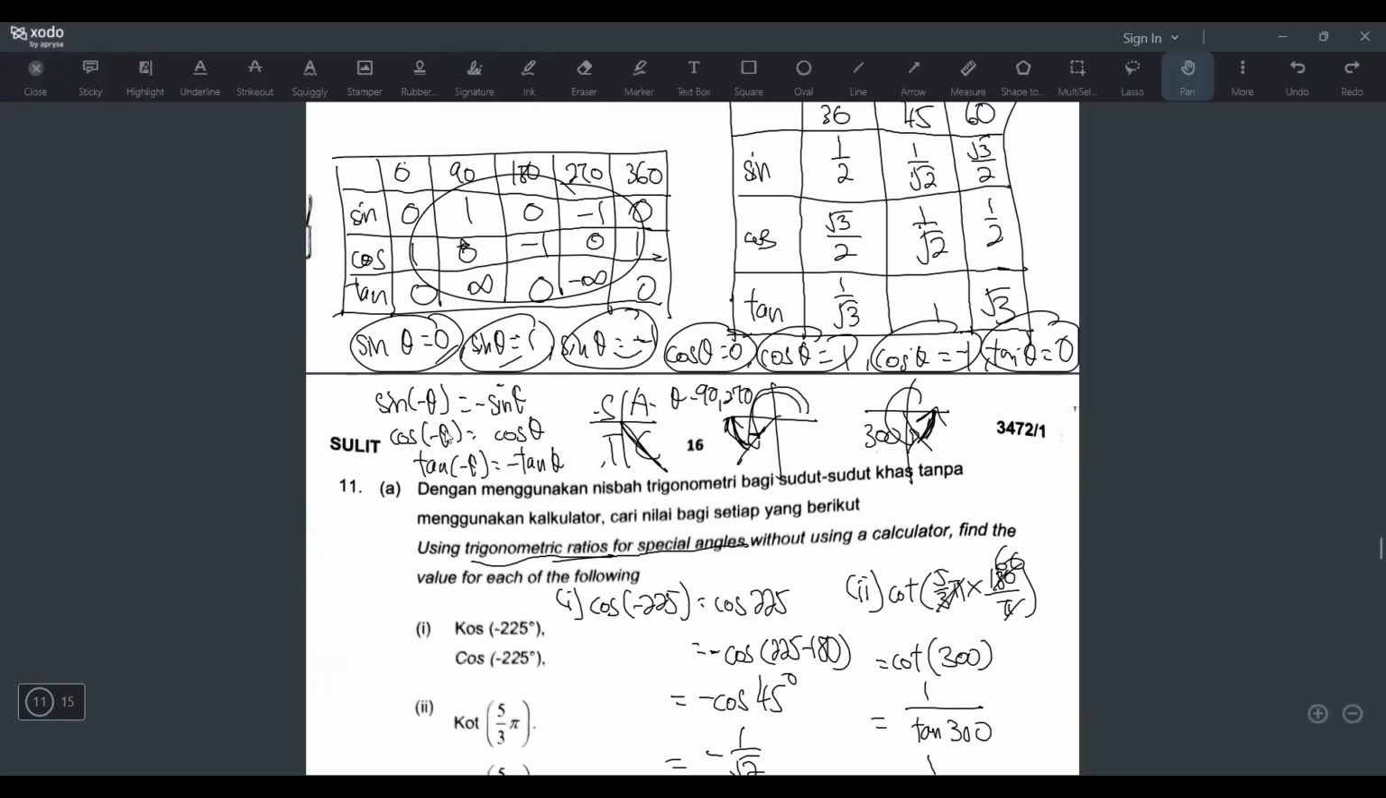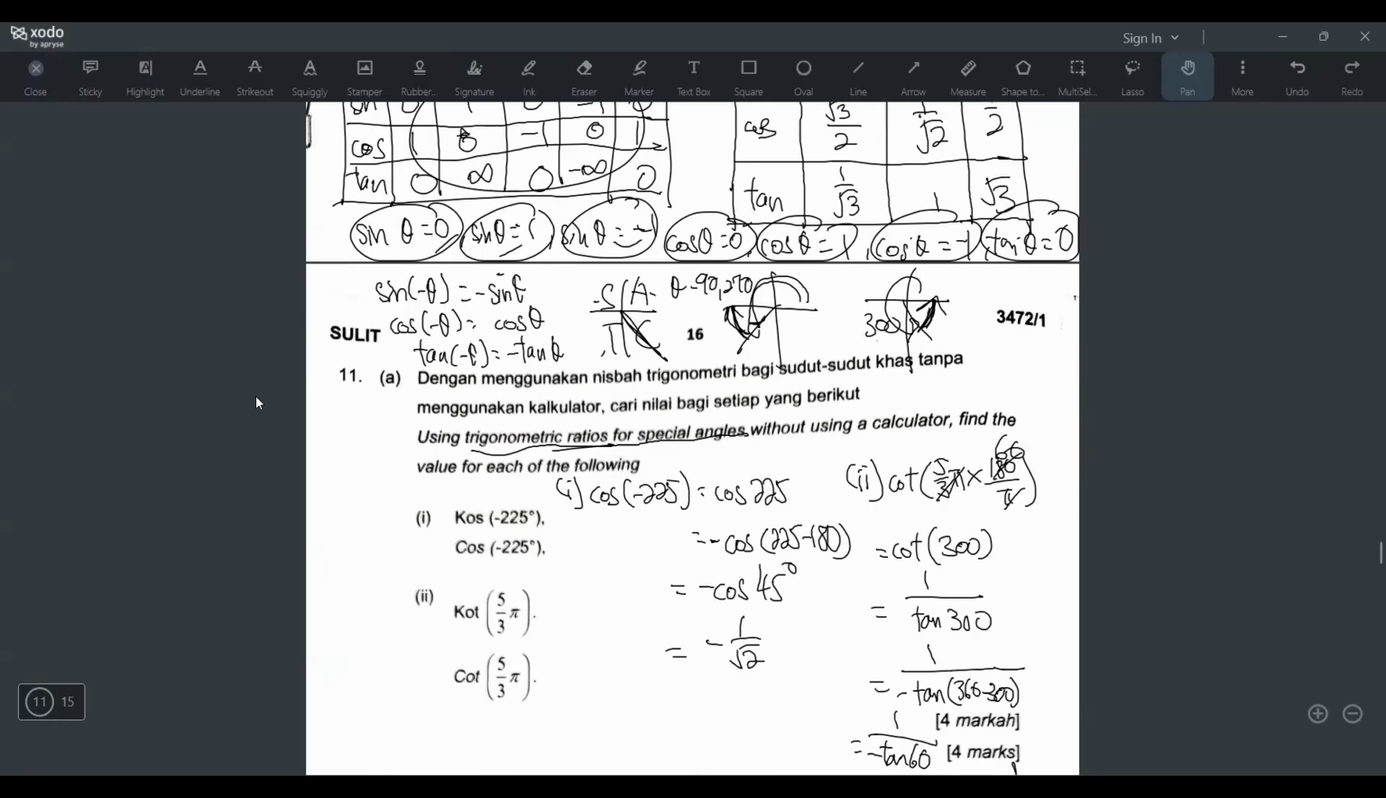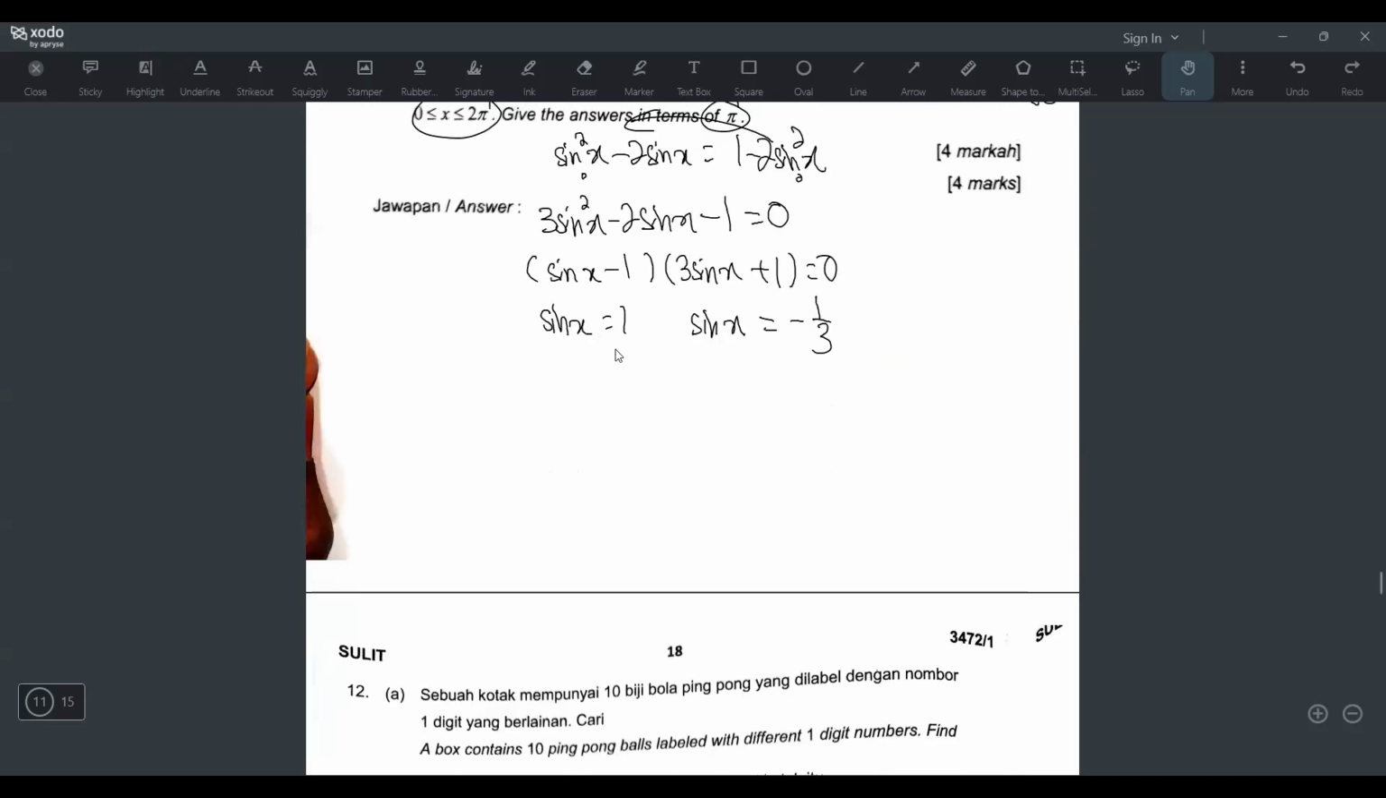But there are also some with 3 answers. Like sine 0, it will give you 3 answers. 0, 180, 360. That's why you cannot use calculator. That's why it's called special case. Okay, because the answer doesn't belong to any quadrant, and you can't use calculator for the special case. All right, now you tell me, this is special case or normal case? Sine 1. This one is special case.